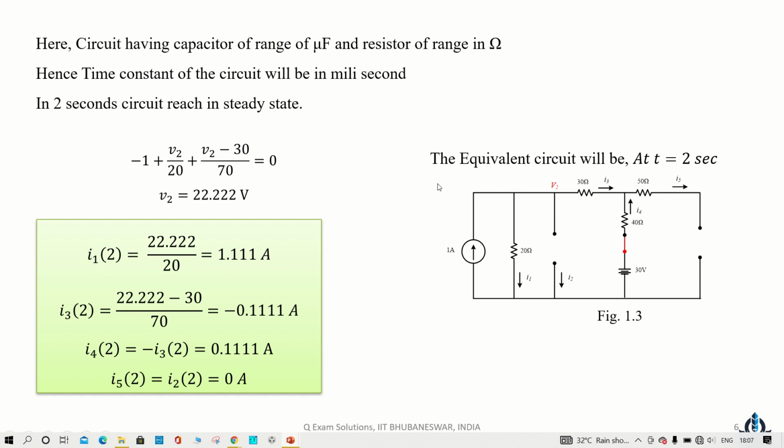So you draw the equivalent circuit at steady state. In steady state, this switch is closed, but the capacitor again becomes open circuited. Simply apply the KCL here and find V2. After getting V2, you can calculate I1, I2, I3.